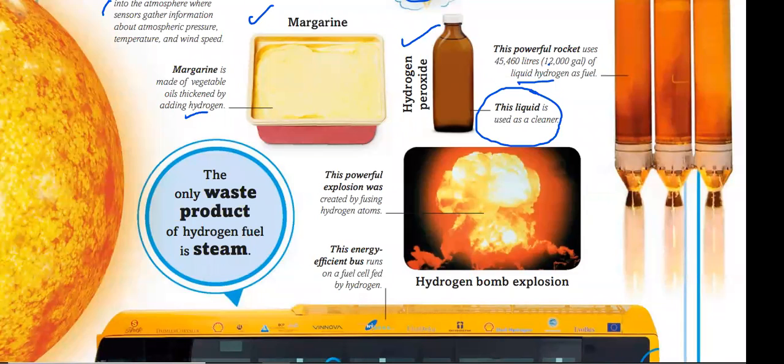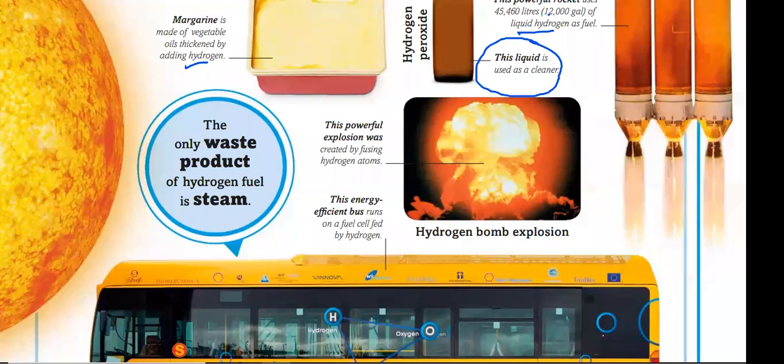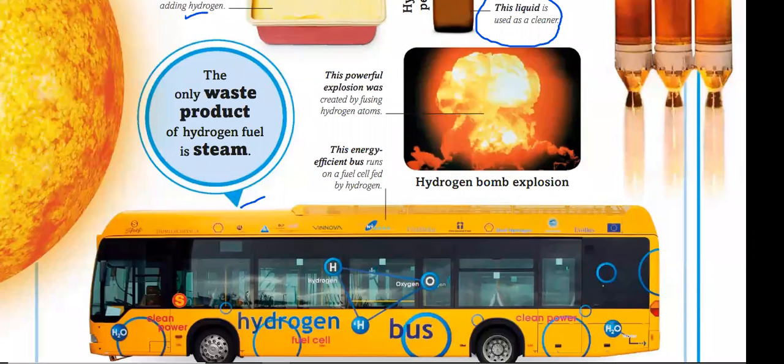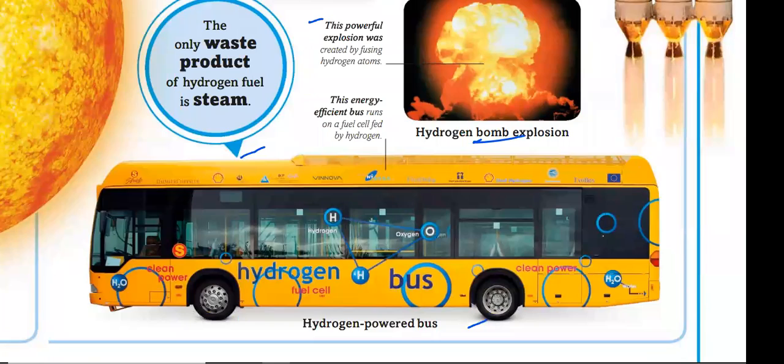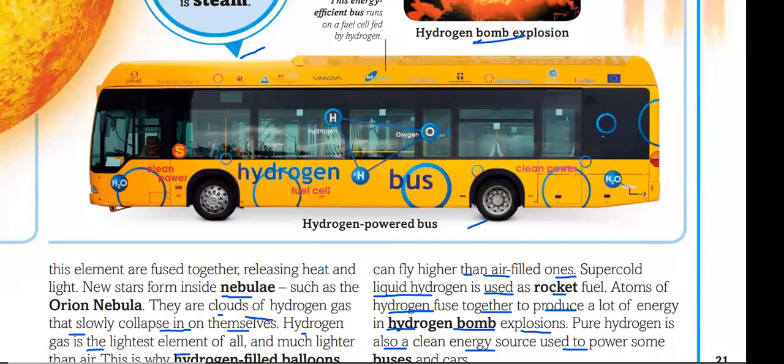Another one: the only waste product of hydrogen fuel is steam, and using that, the bus can run. That is shown here. Another one, hydrogen bomb explosion. The powerful explosion was created by fusing hydrogen atoms, and the bus also runs with efficient energy, running on a fuel cell fed with hydrogen.